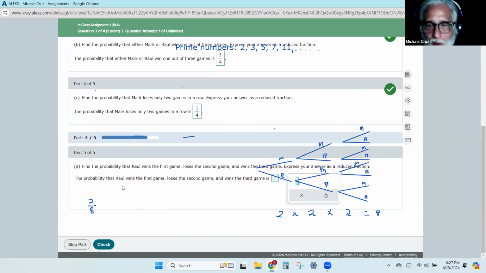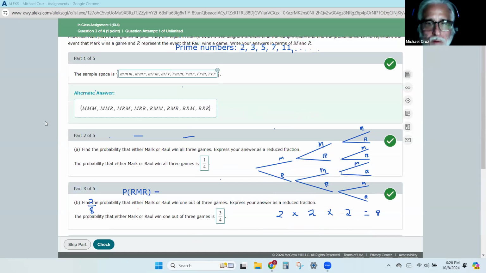And then the last one, find the probability that Raul wins the first game. So Raul wins the first game, loses the second game, and wins the third game. So we're looking specifically for that pattern where Raul wins the first game, loses the second game, he drops it to Mark, and then the last one, he wins. So there's only one of those. You can kind of go up here and see RMR. There's only one of those. All the other ones are different.